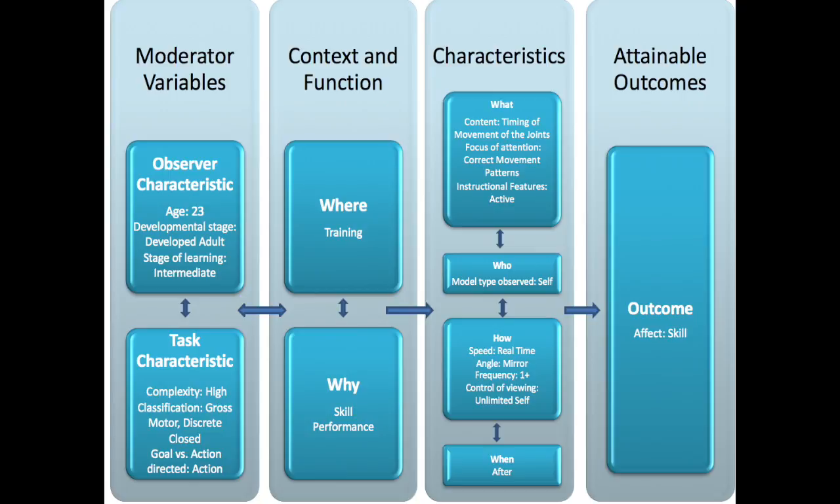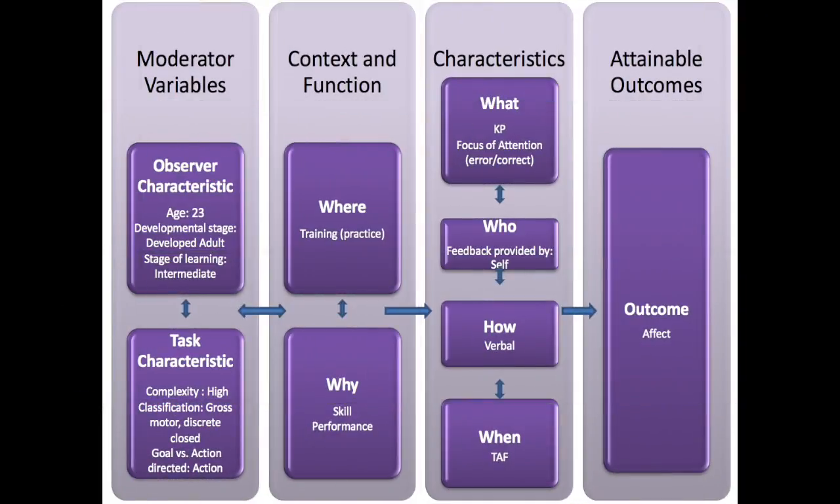Characteristics. What? Content we will be looking at is the correct movement pattern and the timing of the joints. With active instructional features. Who? Self. How? With objective and mirroring angles in real time with unlimited control of viewing. Attainable outcomes? Affect. Feedback model. Moderator variables are about the same. Developed intermediate to advanced skateboarder. A higher complex discrete skill. Still in a training environment to improve performance.